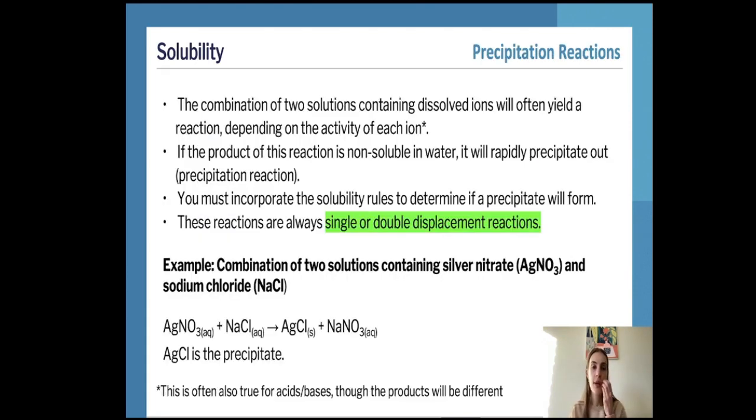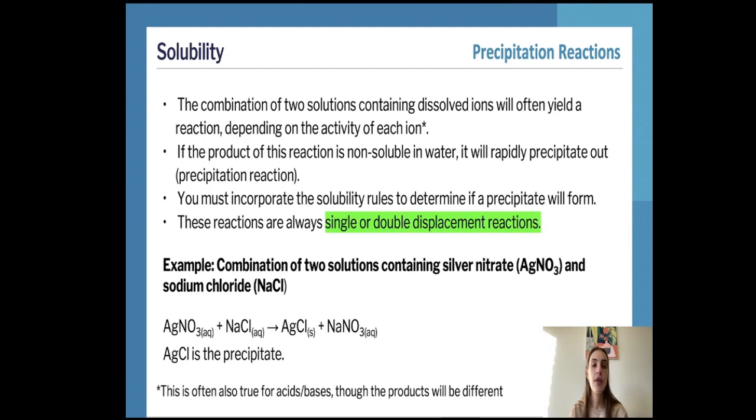With solubility, we can consider precipitation reactions. Precipitation reactions are the combination of two solutions containing dissolved ions, and this yields a reaction depending on the reactivity of each ion. This is often true for acids and bases, but the products will be different.